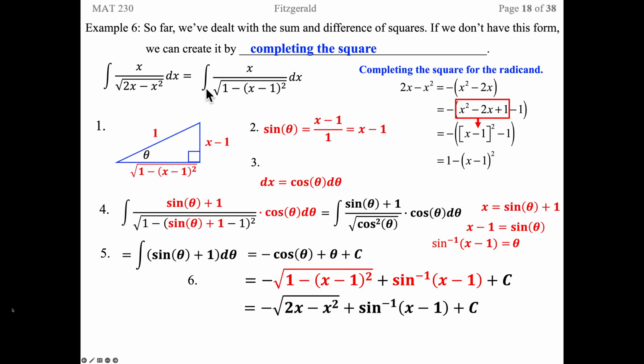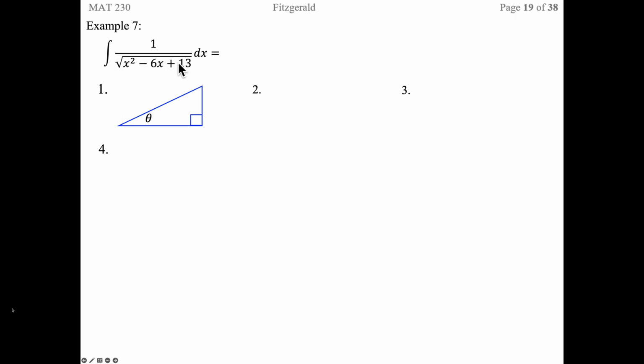Example 7, we have another square root where we don't have perfect squares in here. So again, off to the side, we're going to complete the square. Here, again, look at just the x squared minus 6x. The 13 is not allowing us to factor this. So to find a perfect square, you take half of negative 6, which is negative 3. You square it, and that's 9. But then you also have to subtract the 9 to cancel that out.